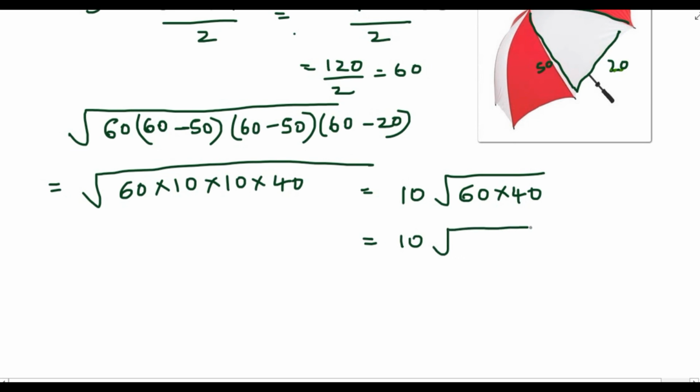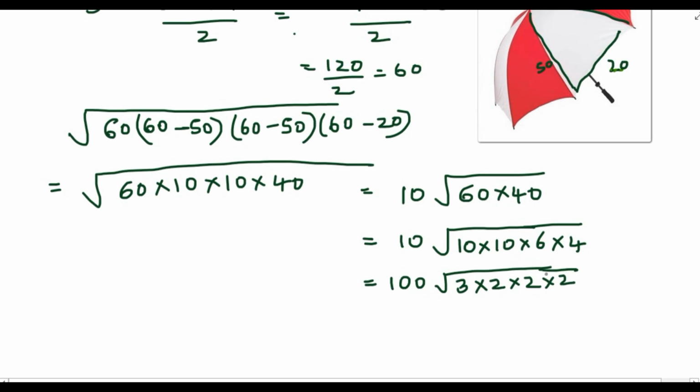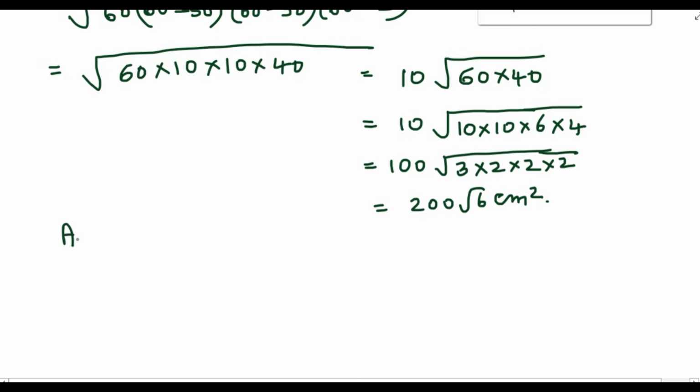10 into 10 into 6 into 4 I can write. Again one more 10 you can take outside. So it is 200, and 6 into 4 we can write as 3 into 2, and 4 we can write as 2 into 2. So which is equal to 200 root 6 centimeter square. So area of one triangular piece is 200 root 6 centimeter square.